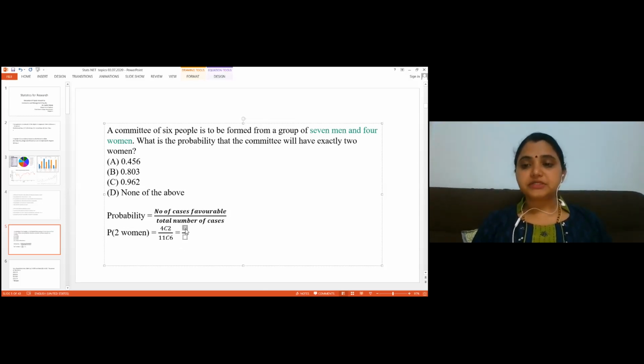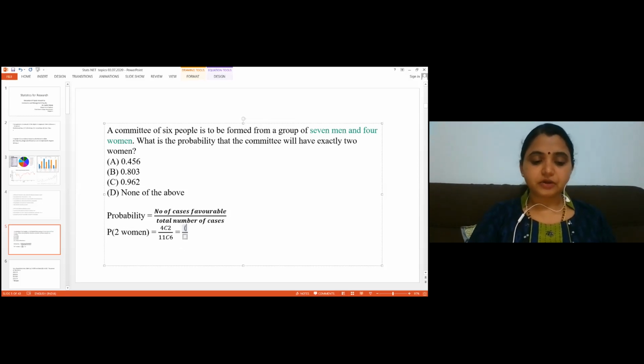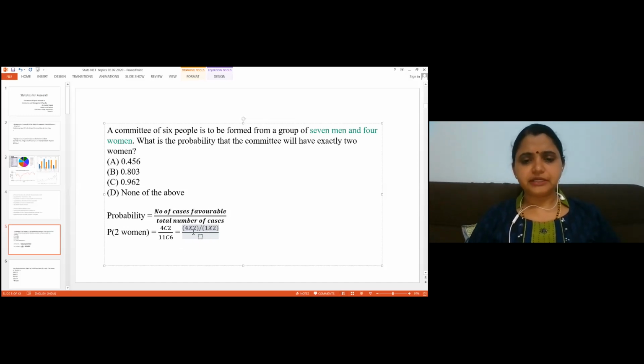Okay. Now, how do I simplify this? Simplifying is also easy. 4 into 2 divided by 1 into 2. Forget about those definitions that we have learned earlier. Start from 4, come 2 steps down. 4 into 3 and 1 by 2. 4C2 is 4 and 2 terms down.